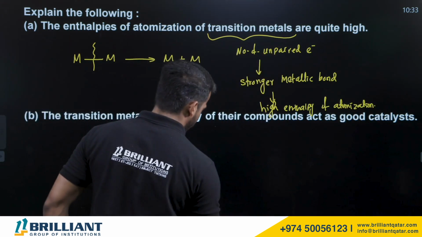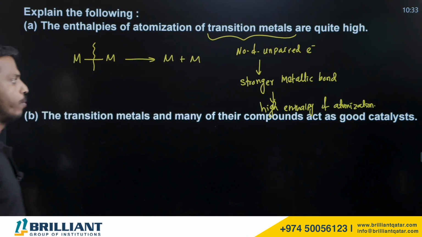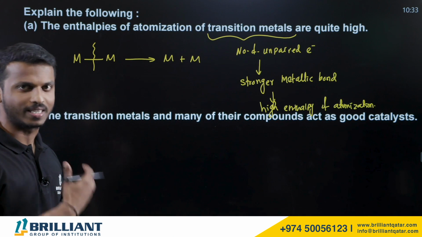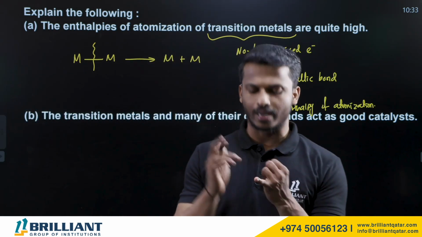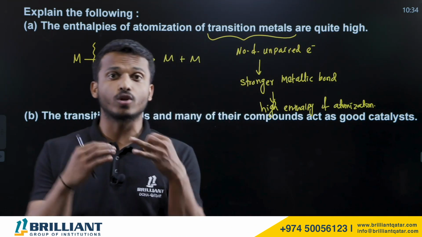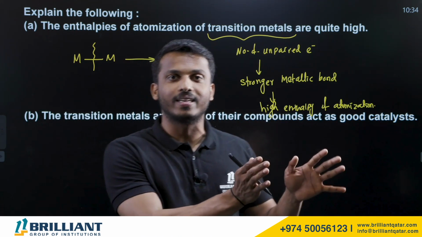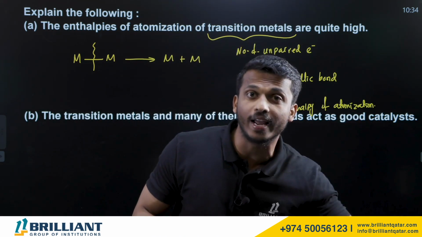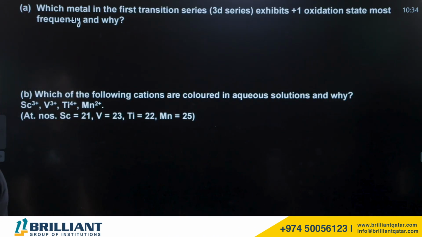Second question: the transition element metals and many of their compounds act as good catalysts. We already discussed that, right? Why are they used as catalysts, dear all? First reason, transition elements show variable oxidation states. Second reason, because of this variable oxidation state, they form the intermediate state faster by lowering the activation energy. Correct. We discussed this before.